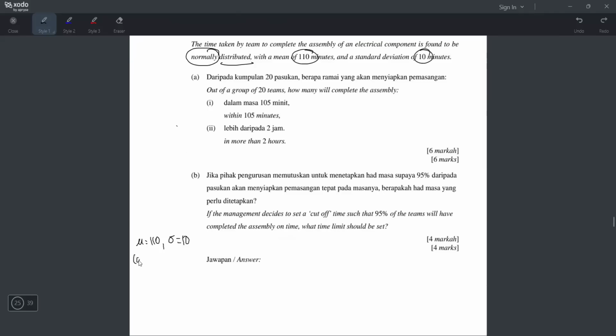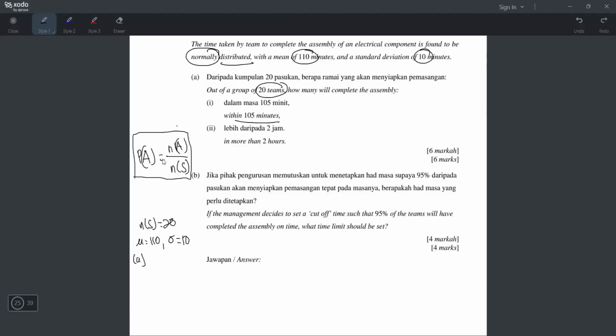Okay, now we can do A. Out of a group of 20 teams, how many will complete the assembly within 105 minutes? Okay, let me tell you what is 20. 20 is the NS. Okay, and let me tell you what is NS. This NS come from the basic probability formula. The PA equals to NA over NS. Okay, and the way I teach my student is I said this is the special probability formula. We will use this formula when the soalan asks for number instead of probability.